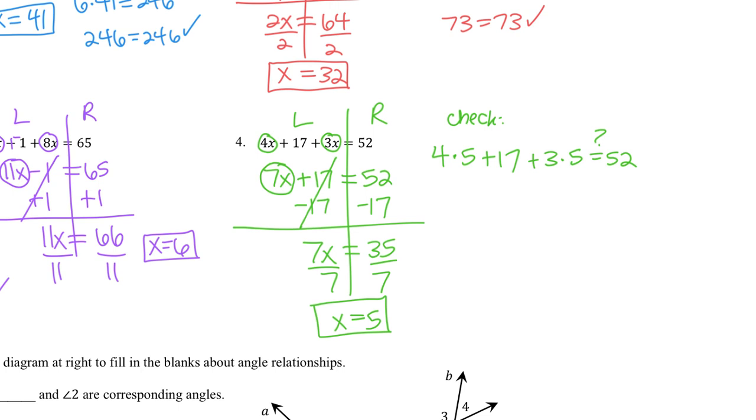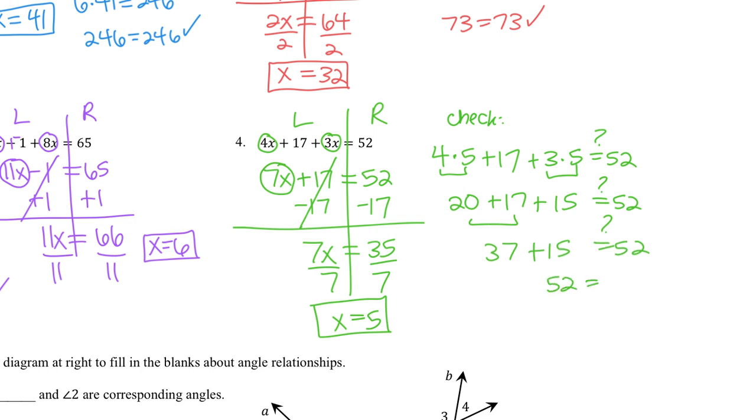So you can put all this in your calculator, because your calculator will do this and this first, and then it will add the 3 numbers together. And that's what I'm going to do. So 4 times 5 is 20, plus 17, plus 3 times 5, which is 15. And then I just need to add them all together. I know 20 plus 17 is 37, plus 15. And yes, 37 plus 15 is 52. And that means we're right. All right, that's it for the solving.